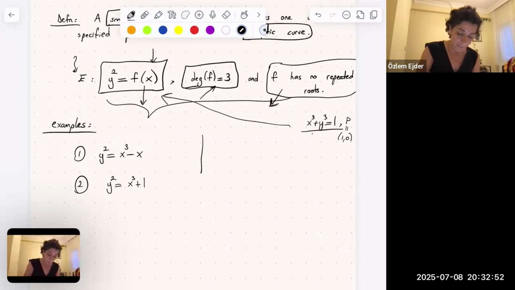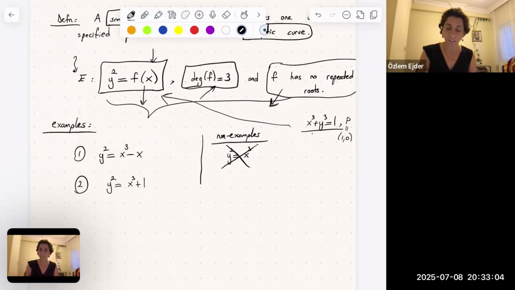And non-examples are y squared equals x cubed. So this is not okay. This is not an elliptic curve.